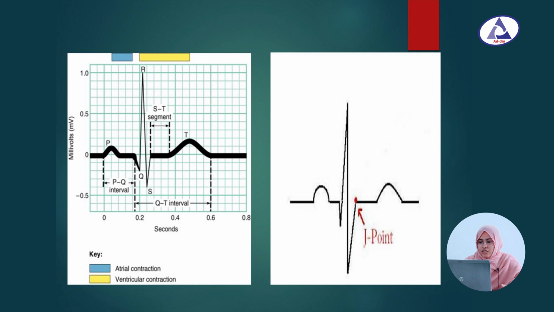The right sided picture is showing a point known as the J point. This point has a clinical significance. This point can be elevated, known as ST segment elevation, in some cardiac conditions.